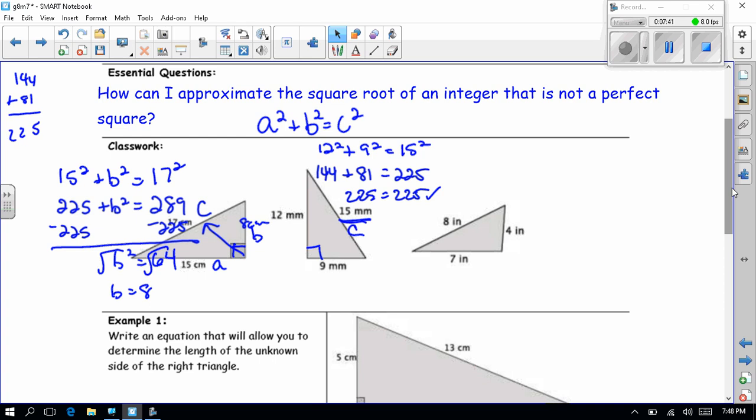Okay, the last one, I'm doing the same thing. I'm proving whether or not it's a right triangle. So set it up. My longest side here is 8, so that's my C side. Why don't you go ahead and pause the video, set this up, and see if you got it right.